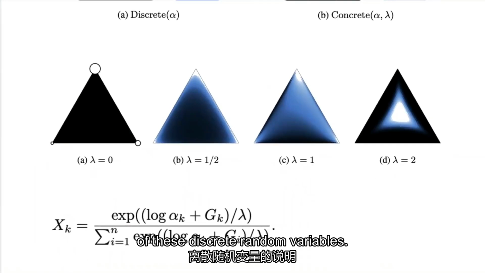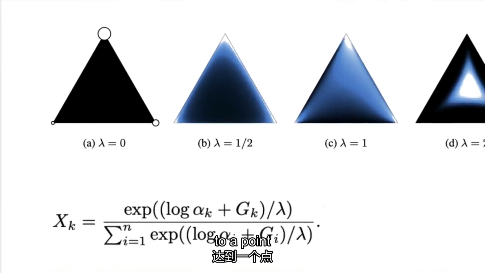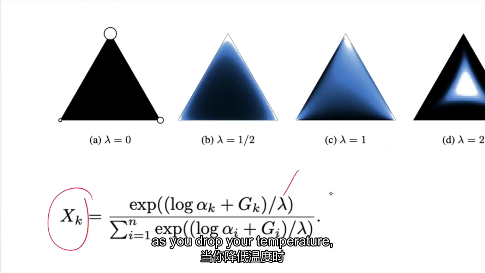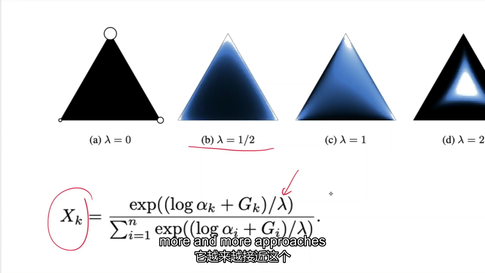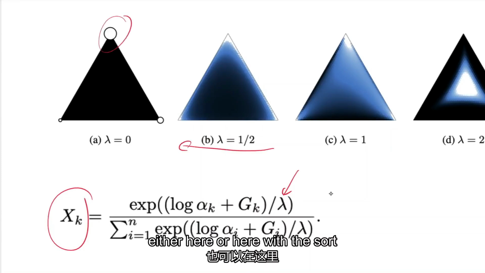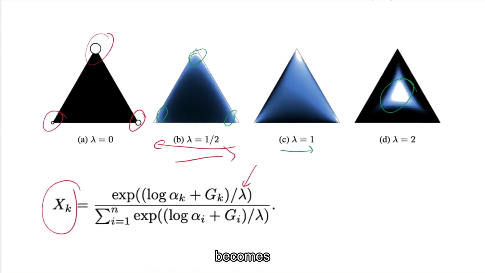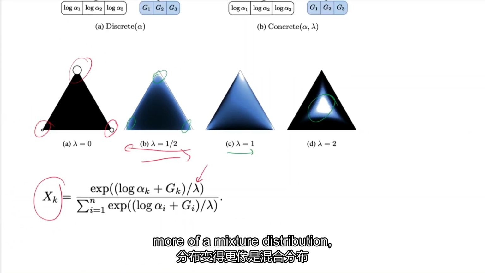Here's an illustration of these discrete random variables. You want to get to a point where, when you sample the variable as you drop your temperature, it more and more approaches this fixed sampling. You can be either here or here or here, with the masses indicated by the size of the circle. But as you increase the temperature, you go more to a mixture. You can be at the corner, but you can also be in this region or this region. As you increase the temperature, you can see the distribution becomes more of a mixture distribution.